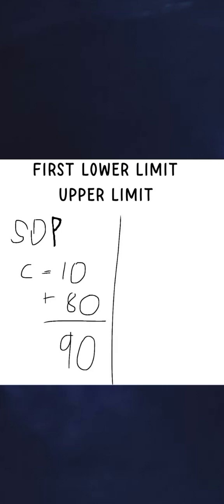To get the first lower limit, we need to start with the smallest SBP value in the data set, which is 80. So our first lower limit is 80. For our second lower limit, we're going to add the class width, which is 10, to the previous lower limit, which is 80. So 80 plus 10 is equal to 90. Therefore, the second lower limit is 90. So the first lower limit of the SBP is 80 and the second lower limit of the SBP is 90.